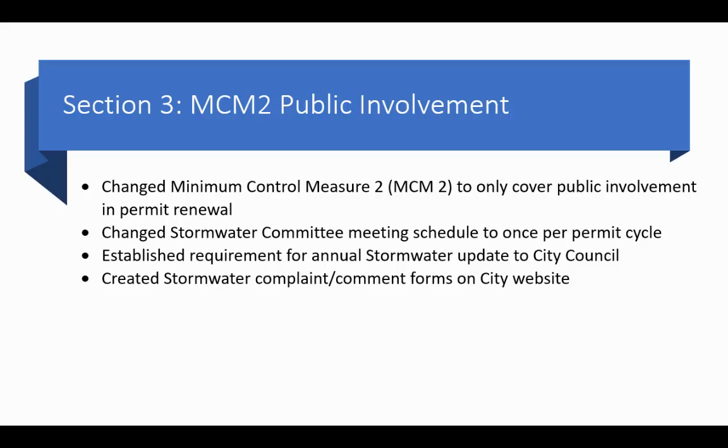We changed our stormwater committee meeting schedule to once per permit cycle. Previously, it was scheduled to meet once per year, but that really didn't make a lot of sense because if nothing is changing in the stormwater management plan, there's not a whole lot for the committee to do. So now the committee will just meet whenever we change something about the stormwater management plan.